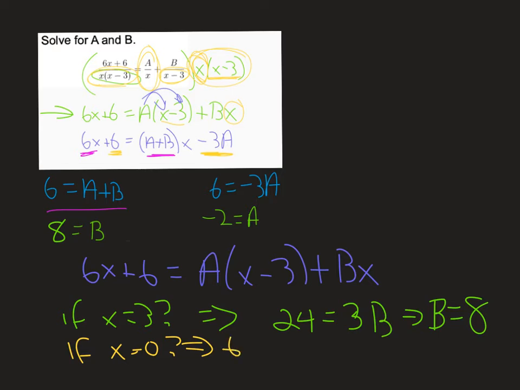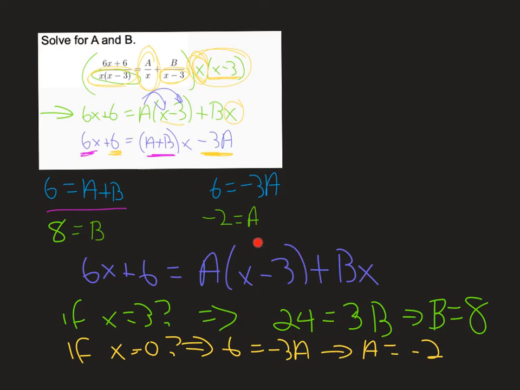Then I'll have 6 equals negative 3a, which means that a is negative 2. Now, I made very intentional choices of 3 and 0. Can you tell me why? I hope you can figure out why I would pick 3 and why I would pick 0. I'm giving you a moment to process this.